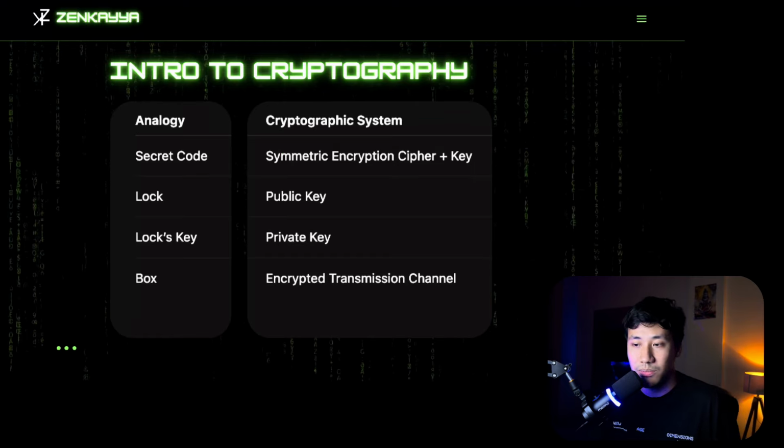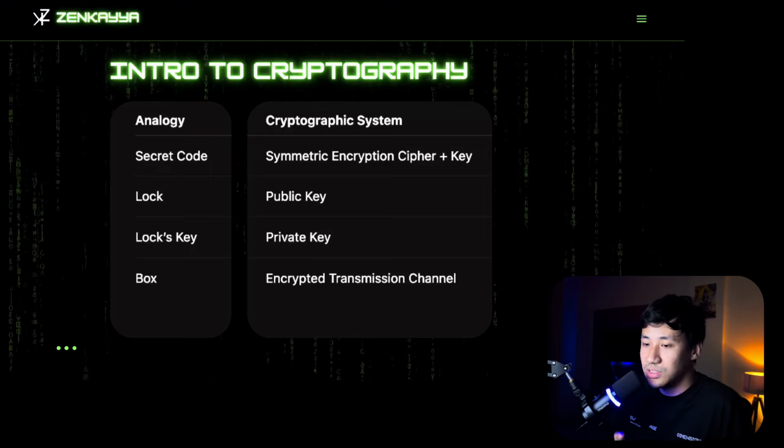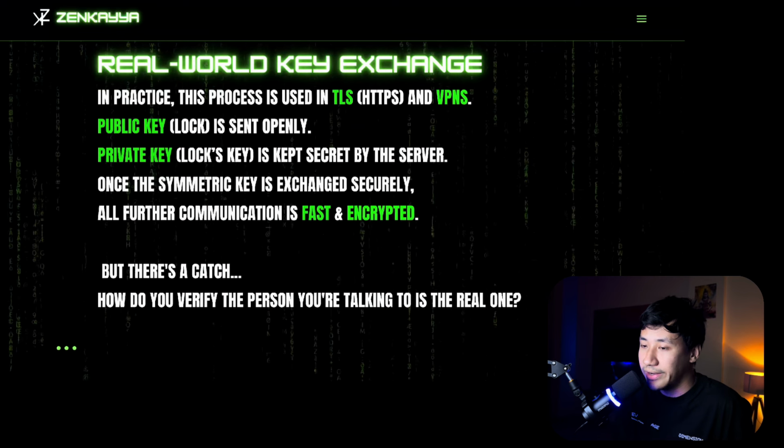Now let's see the analogy mapping. The secret code is the symmetric key, cipher plus key. The lock is the public key. The lock's key is the private key. The box is the encrypted transmission channel. So once you reach the secret code, that is symmetric encryption. But before reaching it, the lock and the lock's key are the public key and private key. The box is the transmission channel through which you communicate. I hope you have understood.